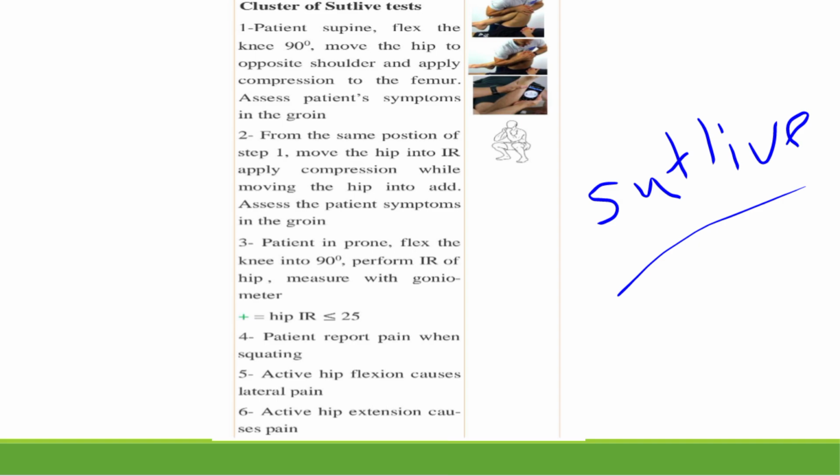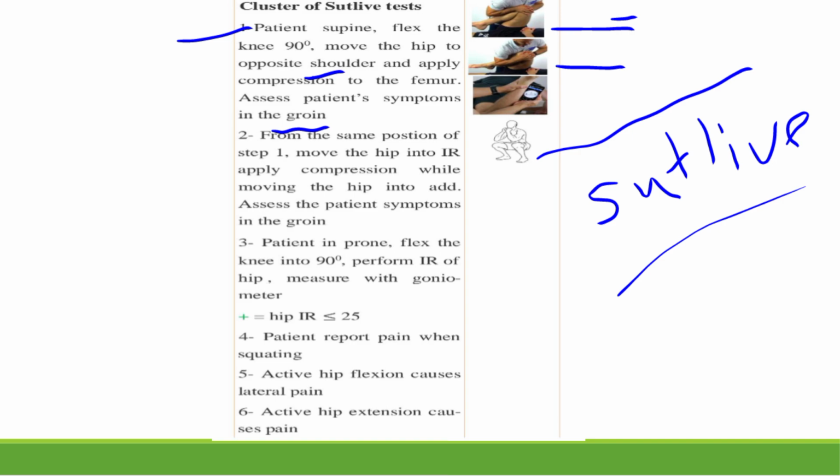The test we do is the cluster of Sutcliffe tests for the patient. These are the 6 points. So let us discuss. At first, the patient is supine, flex the hip and knee to 90 degrees, move the hip to the opposite shoulder and apply pressure to the femur. When the patient feels pain in the groin, the test is positive. The patient is supine, knee flexed to 90 degrees, hip moved to the opposite shoulder, and when the physiotherapist applies compression, the patient feels pain.